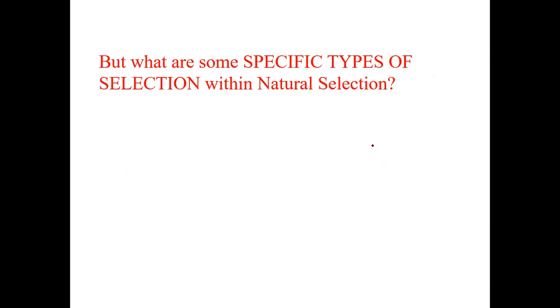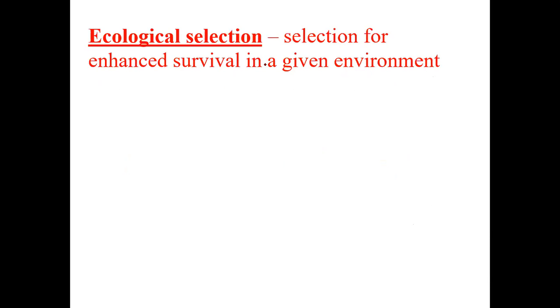There are different types. The first one is ecological. Ecological selection is all about survival in a given environment. Selection for or against, and that's all we've done so far. The only thing we've looked at so far is ecological selection. What's going to survive? What's good for the environment? What is nature like or not like? That's ecological selection.